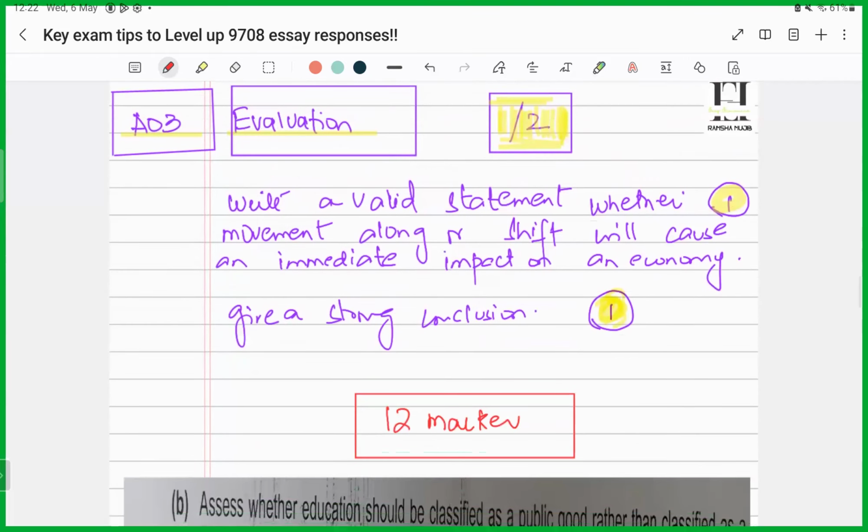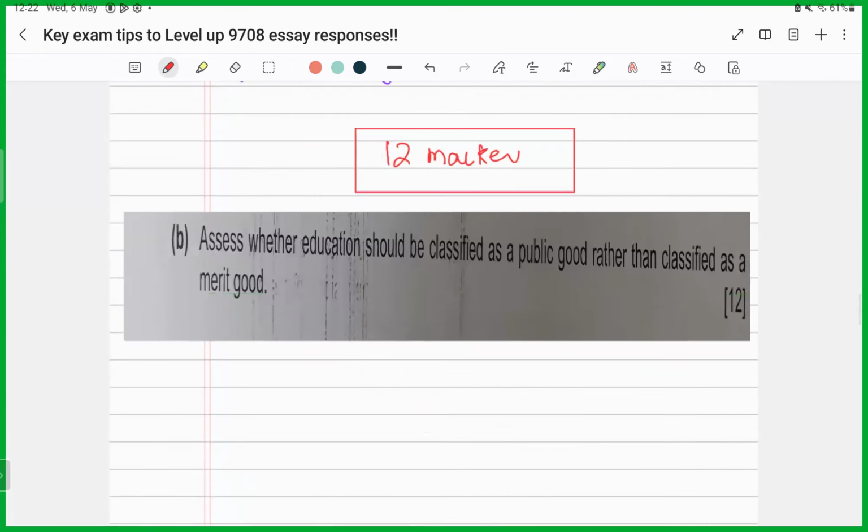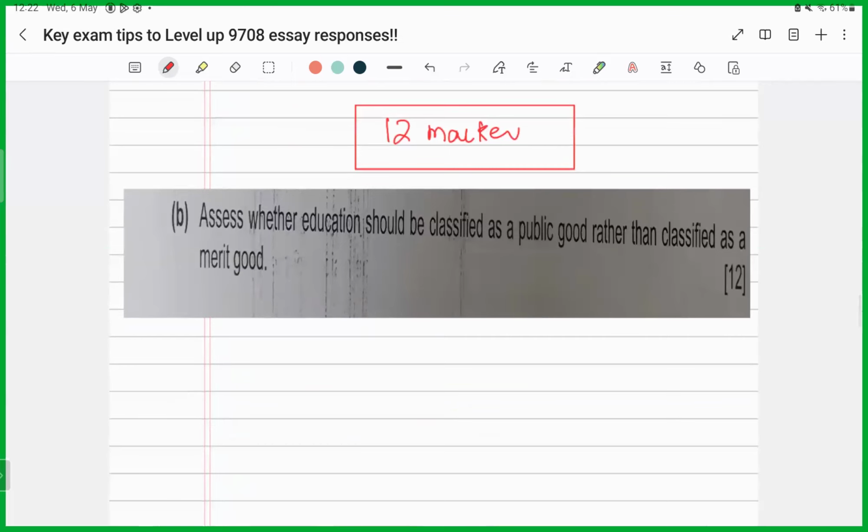All right, now let's move on to part B. Part B says it's a 12 marker. Now, the answer writing strategy to this is a little different from part A. It says assess whether education should be classified as a public good rather than classified as a merit good. So now it's a 12 mark.